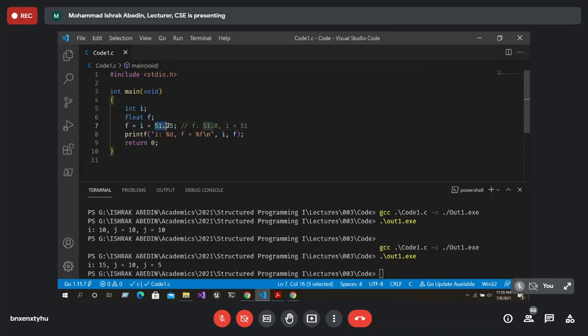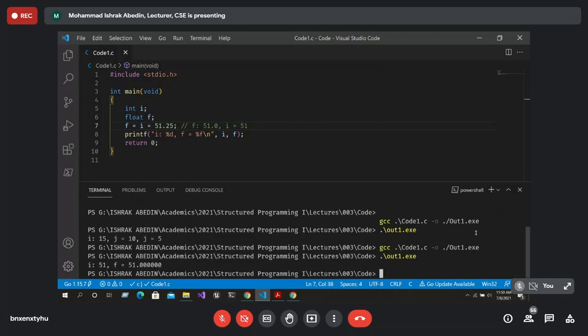So the value 51.25 will first be assigned to the integer i. If I assign the value 51.25 to the integer i, it will become 51, and this whole thing will be evaluated after storing the value 51 in i. The whole thing will be evaluated as just 51, and when you store 51 in the floating point variable f, it will become 51.0. Take a look at this. It's 51 and then 51.00.